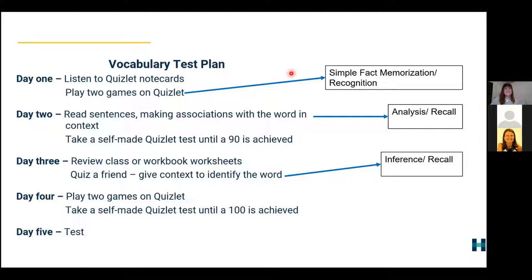And if you'll see here with one of these study plans, indeed, some of them practice memorization. Reading the sentences was analysis and recall. Quizzing a friend was inference and recall. So your plan actually includes all of these different kinds of questions that you might want to study for.